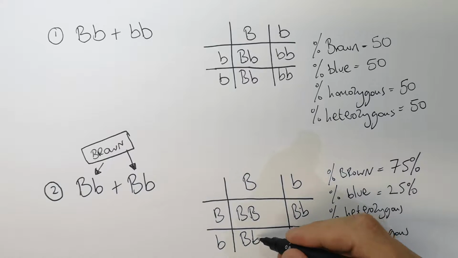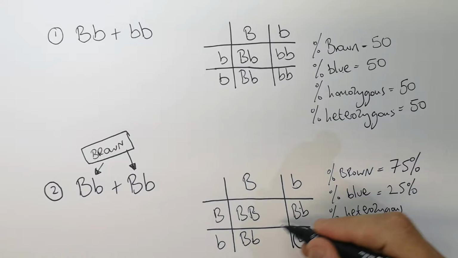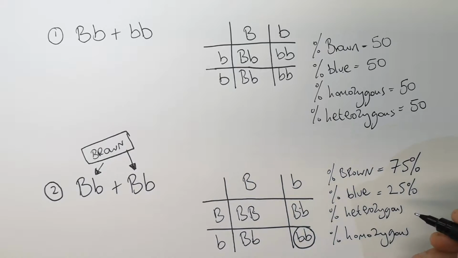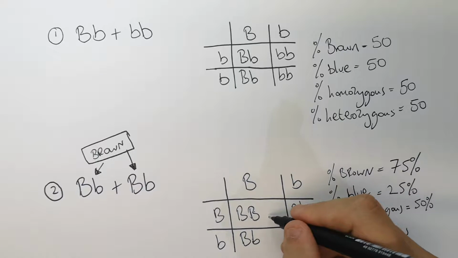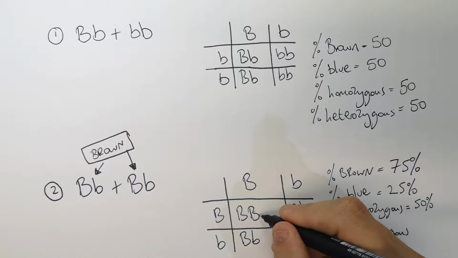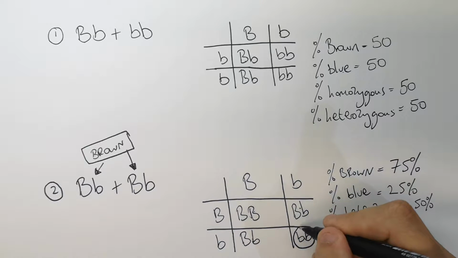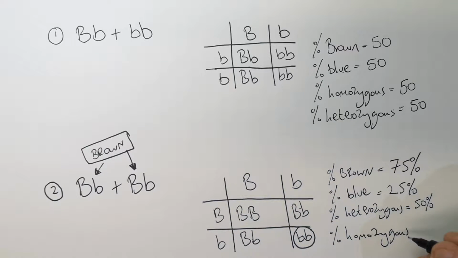Heterozygous, different alleles. Big B, little b, big B, little b. So that means that 2 out of 4 are going to be heterozygous, big B, little b. Whereas the homozygous genotypes are going to be big B, big B, that's a homozygous genotype, and little b, little b, that is also a homozygous genotype. So that will also be 50%.